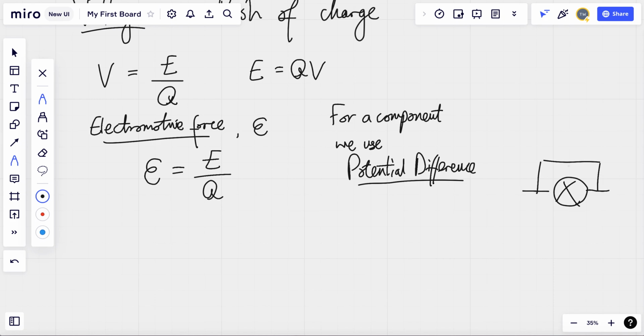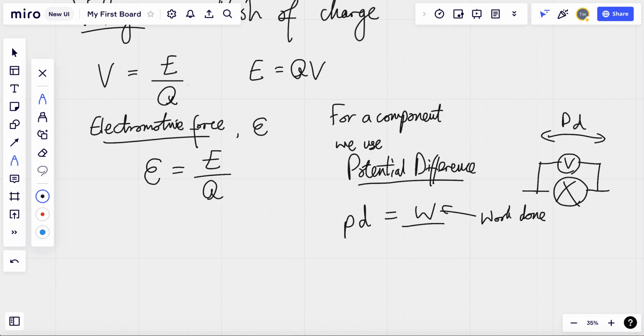Remember, we put a voltmeter either side of that component because we want to know the difference either side. The difference between here and here we call the potential difference. So for this one, it's actually the same equation, but it's written slightly differently. PD, potential difference, equals W, don't get freaked out, that stands for work done, which remember is energy, so it's the same as up here, and again over charge.